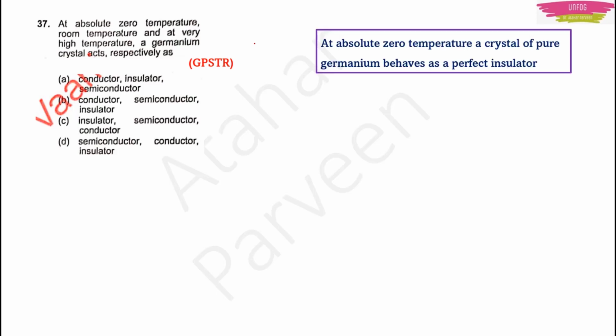At absolute zero temperature, a crystal or a solid of pure germanium, that is a semiconductor, behaves as a perfect insulator. I told you, right? If you increase the temperature, then only the conductivity will increase. At absolute zero, it is a typical insulator. So option C will be the right answer.